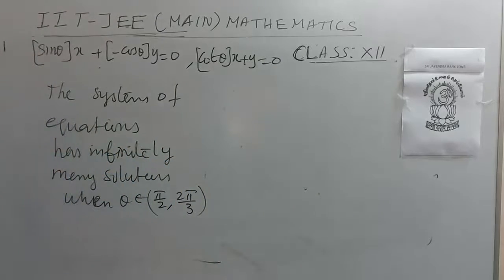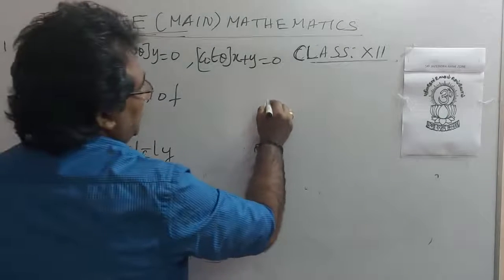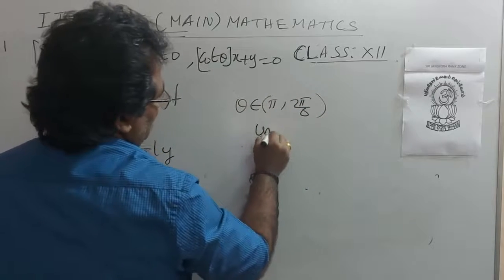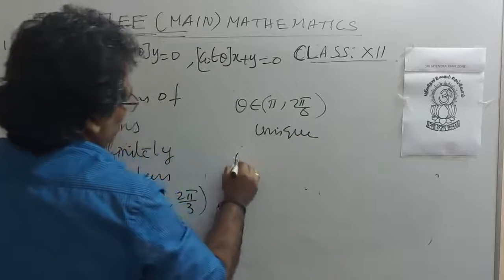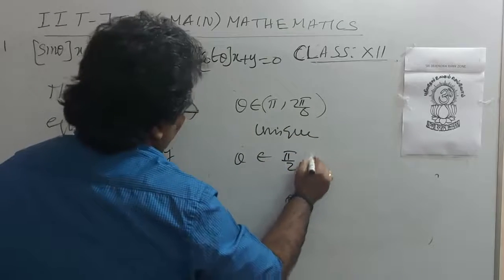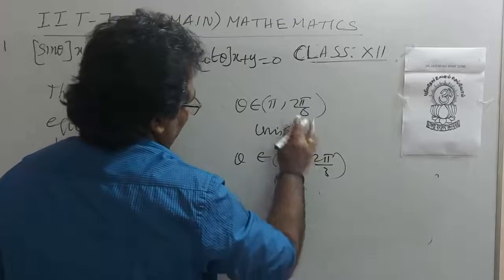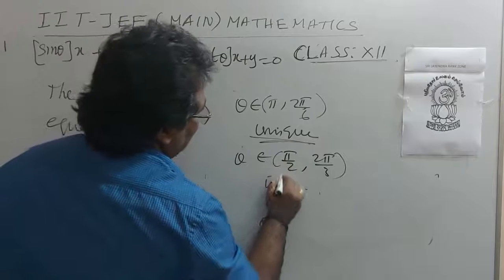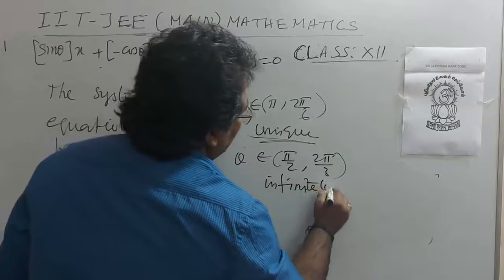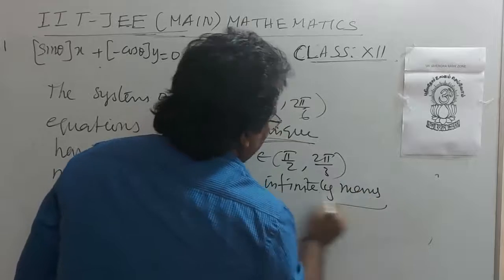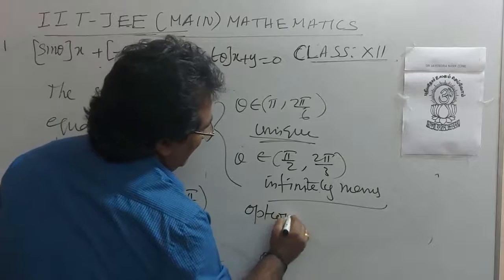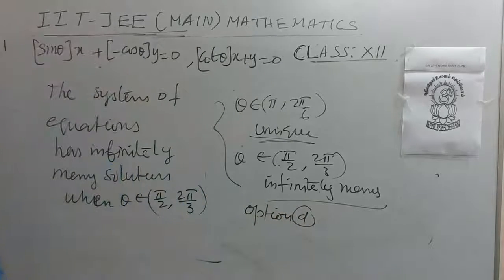So it has a unique solution for pi to 7 pi by 6. That is unique. Theta belongs to pi by 2 to 2 pi by 3. Here, unique solution. In this case, infinitely many solutions. So option D is correct.